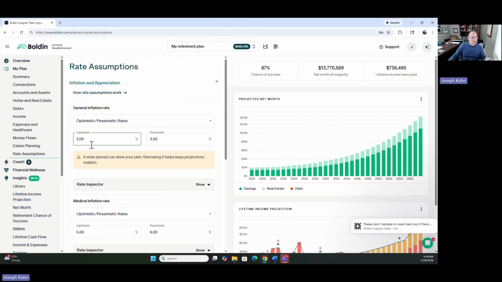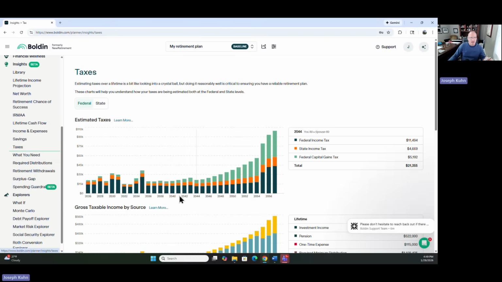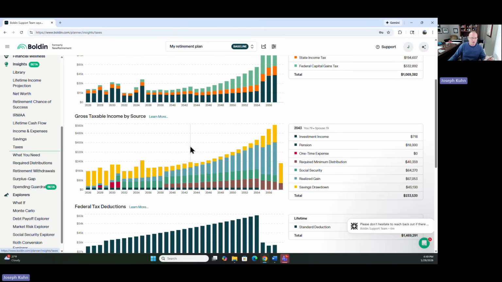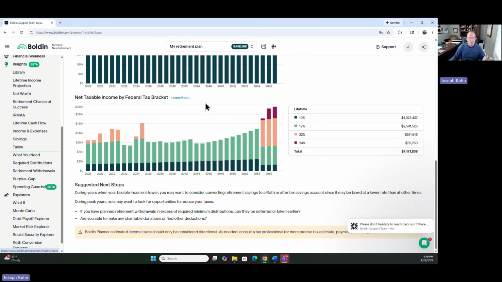The next thing, I'm going to go down to taxes over here. And here's estimated taxes, gross income by source, taxable income by source. I'm not going to focus on any of these. They're all great. But what I'm looking at specifically is taxable income bracket. This is what can I affect with maybe a Roth conversion, paying my taxes early. You can see the green is the 12% bracket. I'm jumping into the 22% bracket a little bit. Those are probably all the one-time expenses I had.